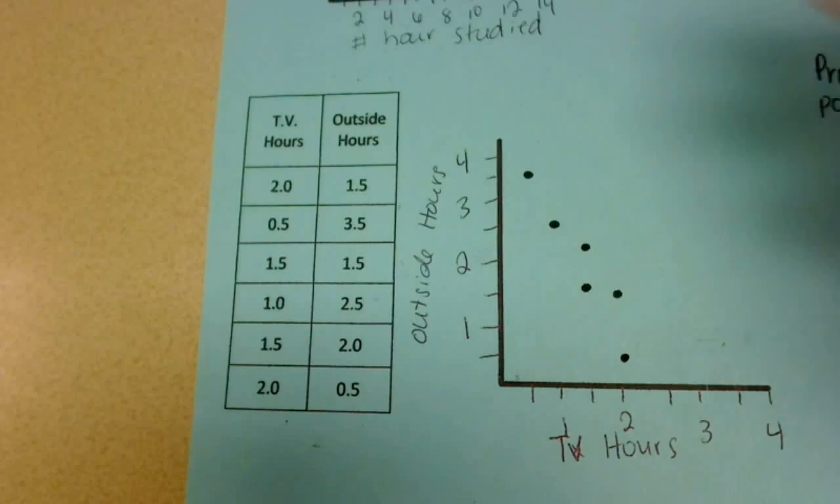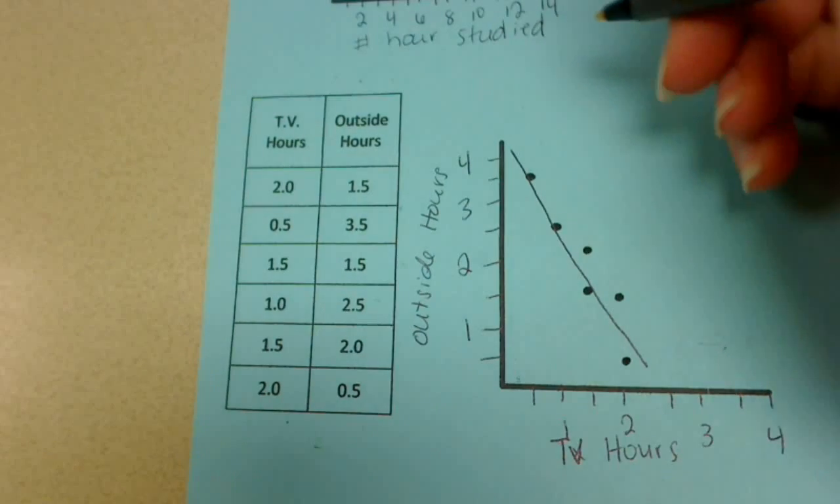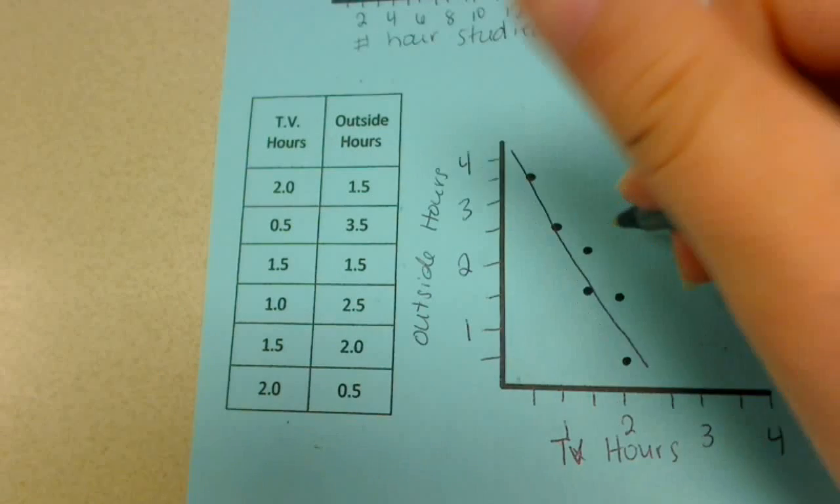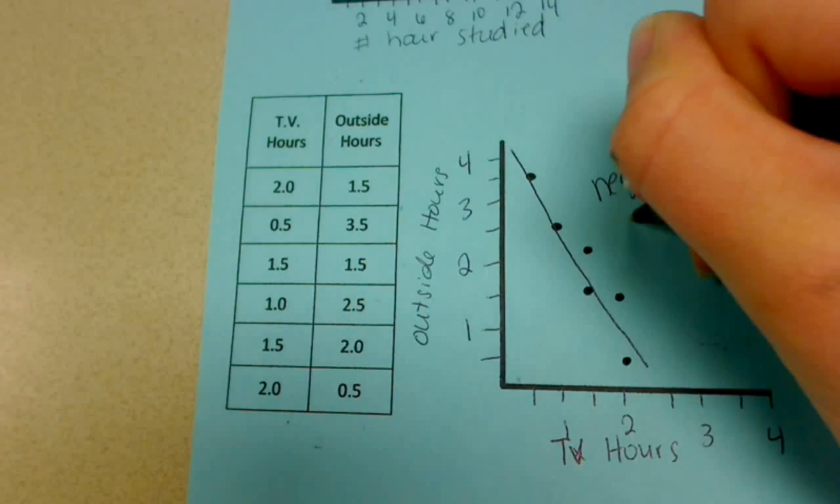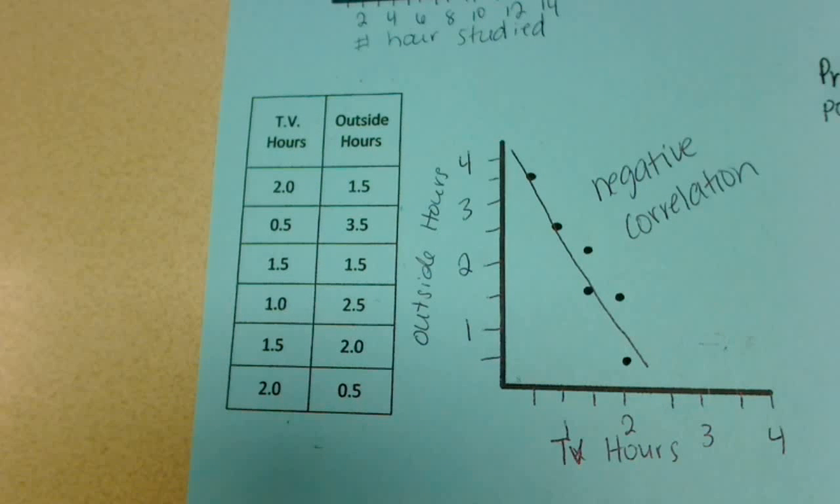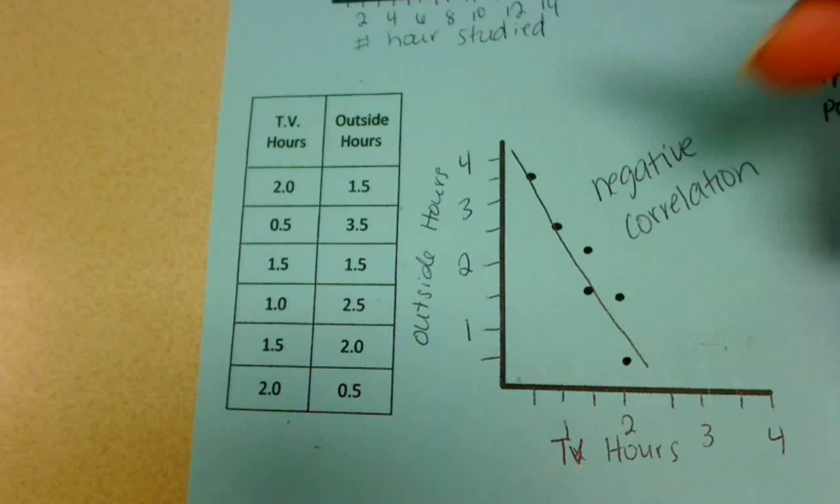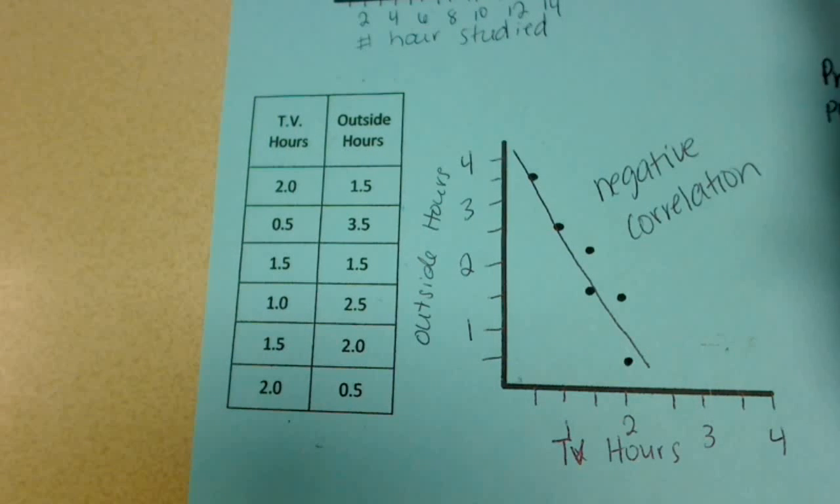If I were to draw a line down the center, our line of best fit, we would see that this is a negative correlation. This is a strong negative correlation because the points are close to that line of best fit.